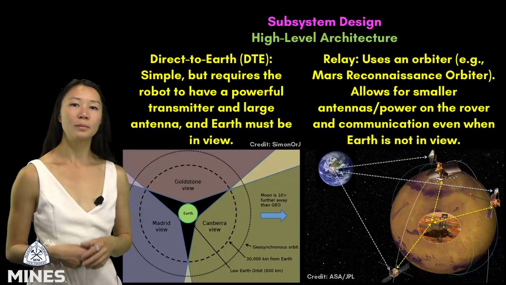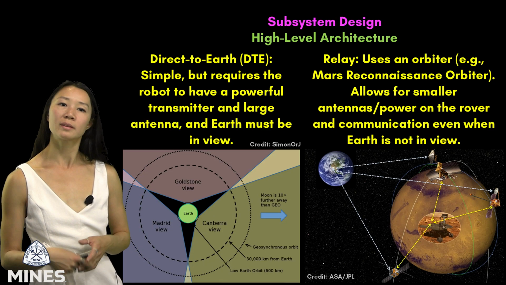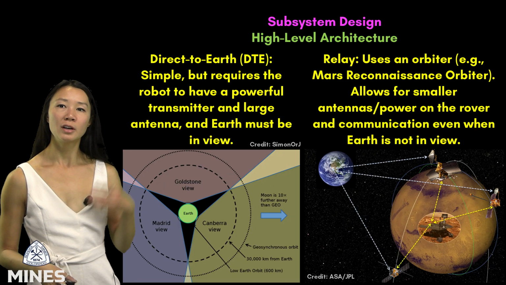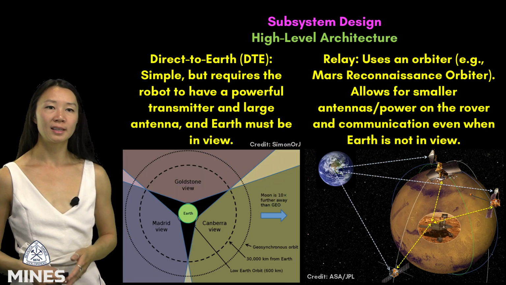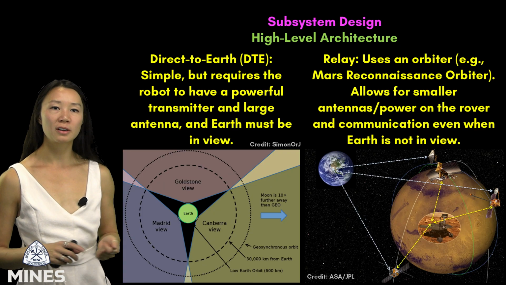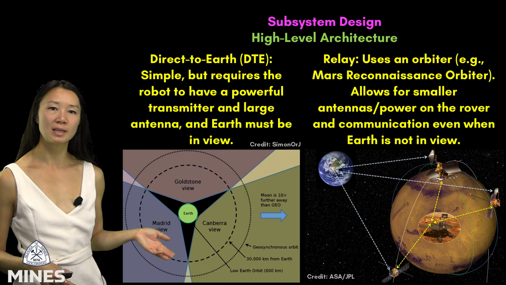Past requirements, we can start to talk about design. Let's start at a high level with communication architectures, separated in two categories: direct-to-Earth and relay. A direct-to-Earth link, as the name implies, is a direct connection from, say, a rover on the surface to a large ground station on Earth, like those in the Deep Space Network.